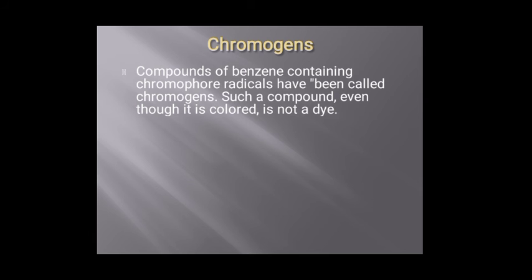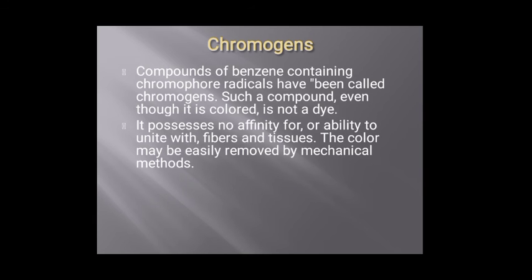Now the chromogens, as we discussed earlier, are nothing but compounds of benzene containing the chromophore radicals. These are called chromogens. Even though such a compound is colored, it is not considered a dye because of the absence of the oxochrome group. It possesses no affinity for, or ability to unite with, the fibers and tissues.